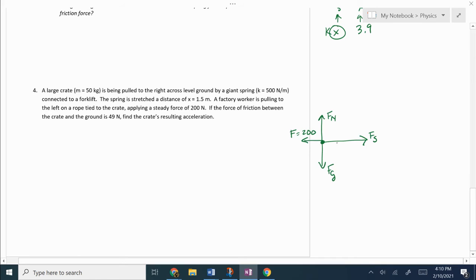In order to do that, we need to figure out whether Fs is bigger or smaller than the 200. I drew it as bigger, but let's see what it is, right? That's going to be 500 times, it's stretched 1.5 meters. Because if Fs is bigger, friction is going to go to the left, but if Fs is less than 200, then friction is going to go the other way, because it's a resistance force. So let's take a look at this. 500 times 1.5 is going to be 750.